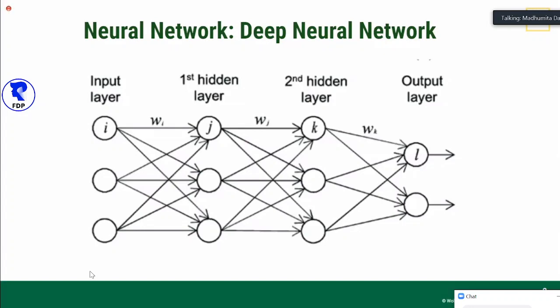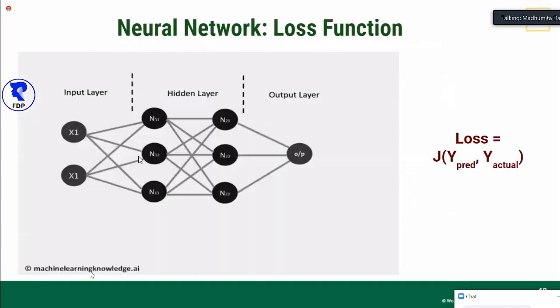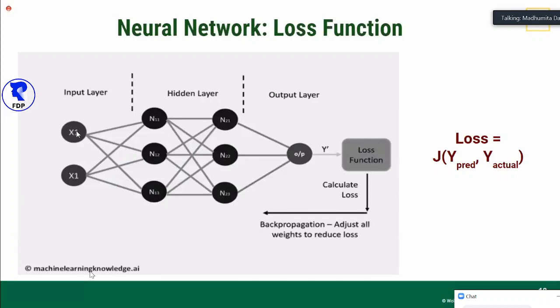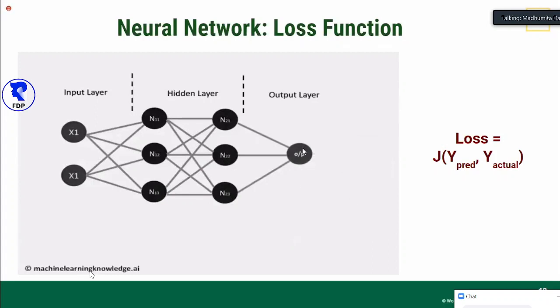Now the question is, we went through the weights, the biases, the activation function, but how does a neural network actually learn? There are 2 parts of the neural network. One is the forward pass, where the data moves from the input layer to the output layer, and then there is back propagation where you move back from the output layer to the input layer.